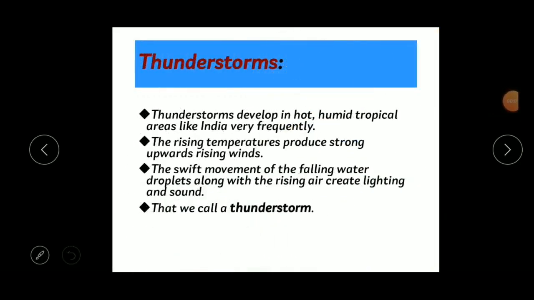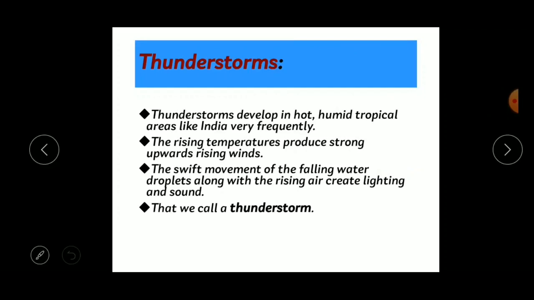Thunderstorms develop in hot, humid tropical areas like India very frequently. Frequently in the sense very commonly, occurring in a short interval of time. So these thunderstorms develop in hot, humid tropical areas.